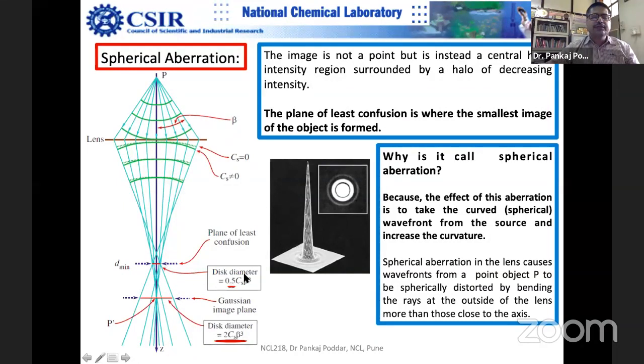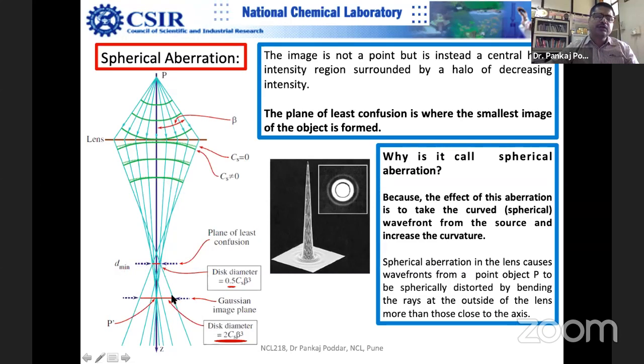Here the disk radius is 0.5 Cs beta cube. At this point in the image plane, the disk diameter is such that the spherical aberration is counted in this plane, not in that plane. This plane is where you can operate. This is the minimum point.